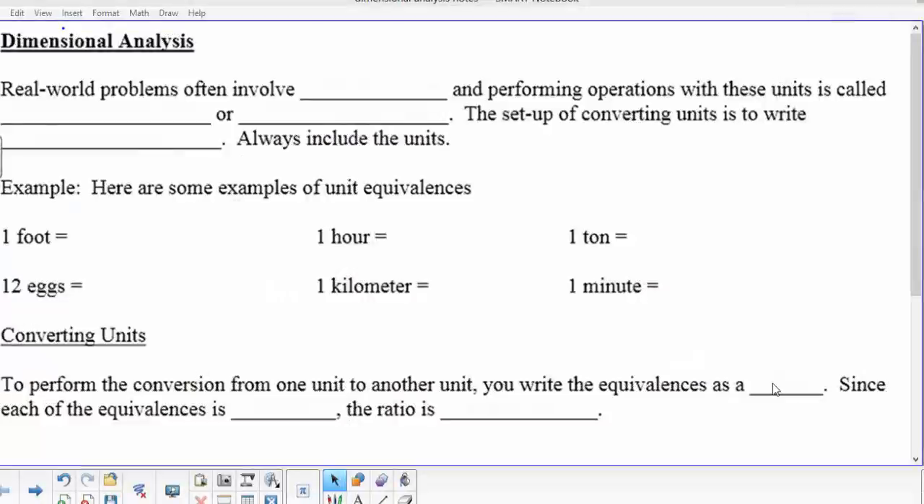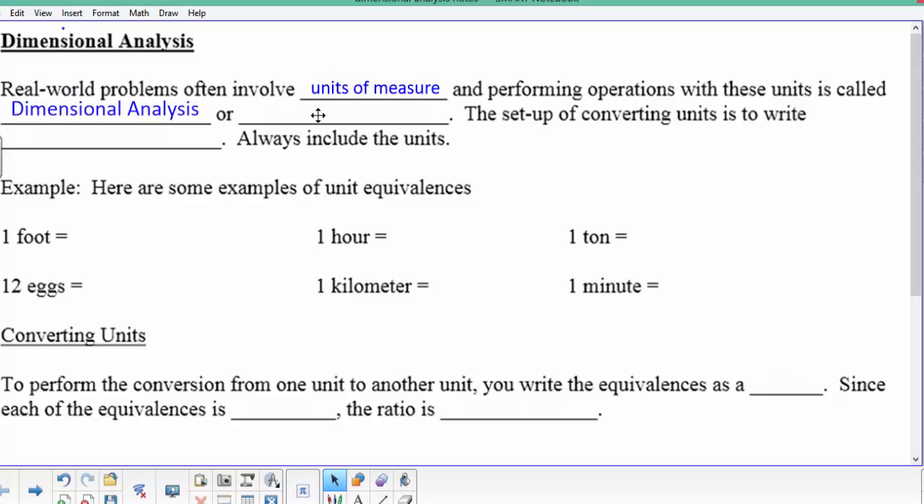Hey, what's up, Worksheet? This is dimensional analysis. We're going to look at real-world problems that often involve units of measure, and performing operations with these units is called dimensional analysis, or we can actually call it unit conversion. So we're going to convert from one unit to another unit. The setup of converting units is to write equivalences, and then we always include a unit at the end.